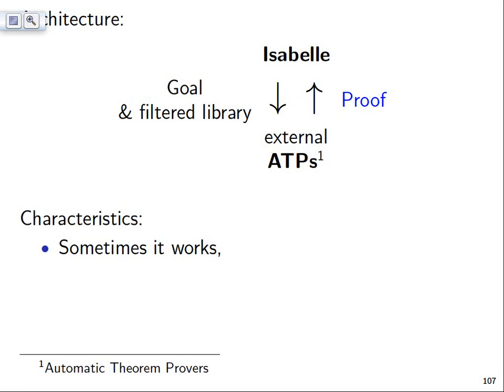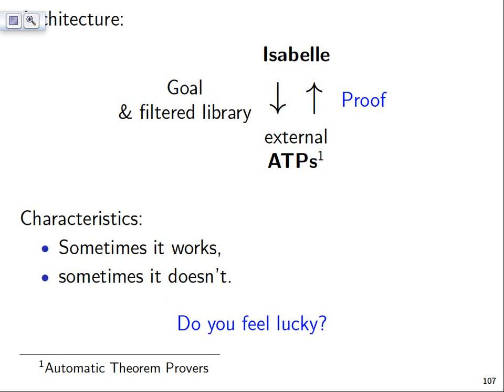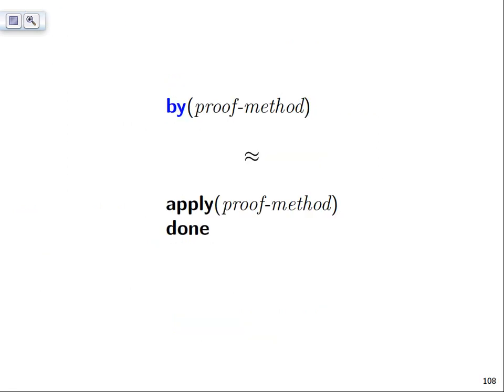And the characteristic with all these automatic theorem provers is that sometimes it works and sometimes it doesn't. So you just have to ask yourself one question: do you feel lucky? Usually, when you don't have a better idea, you always try Sledgehammer, but don't overestimate it. It's good at filling little gaps, possibly with lemmas that you've never heard of that are in this huge background library, but it's not going to make huge steps. You just need to try it and see what it's good at and what it's not good at.